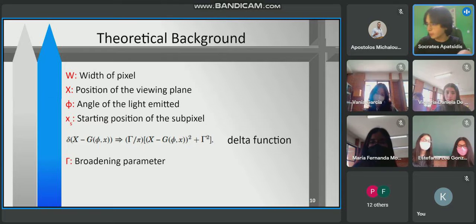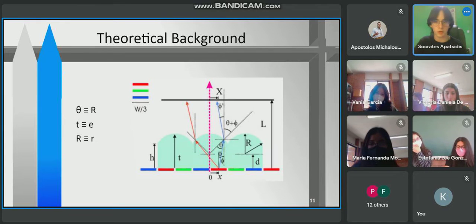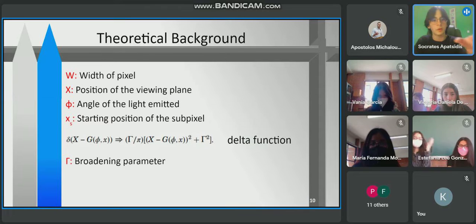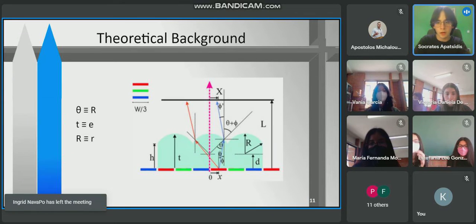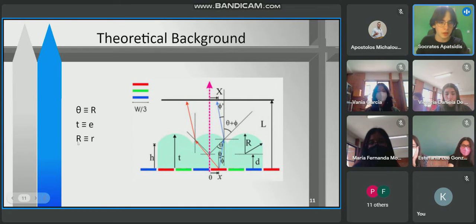Now I talked about the viewing plane. Basically, the viewing plane is the sensor we're going to use. I'm going to make it clear in the following slides. In this image, you can also see what this means. So here we have X and XS, which I said talk about the position of the viewing plane and the start position of the subpixel. But you have to convert the angles in order for the image to make sense.